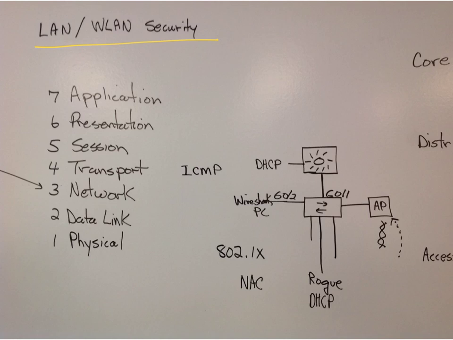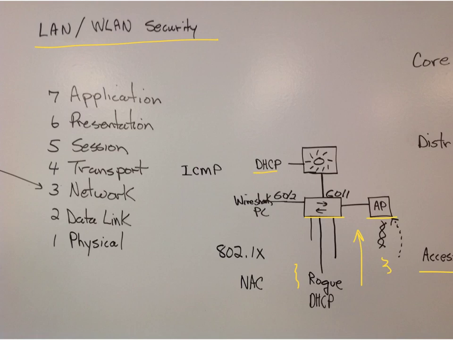So we took a look at, you always think of the access layer. We're going to talk about that here in a second. But how we connect in. So over here we have wireless, over here we have wired. And we just talked about some of the issues that we may have with security.